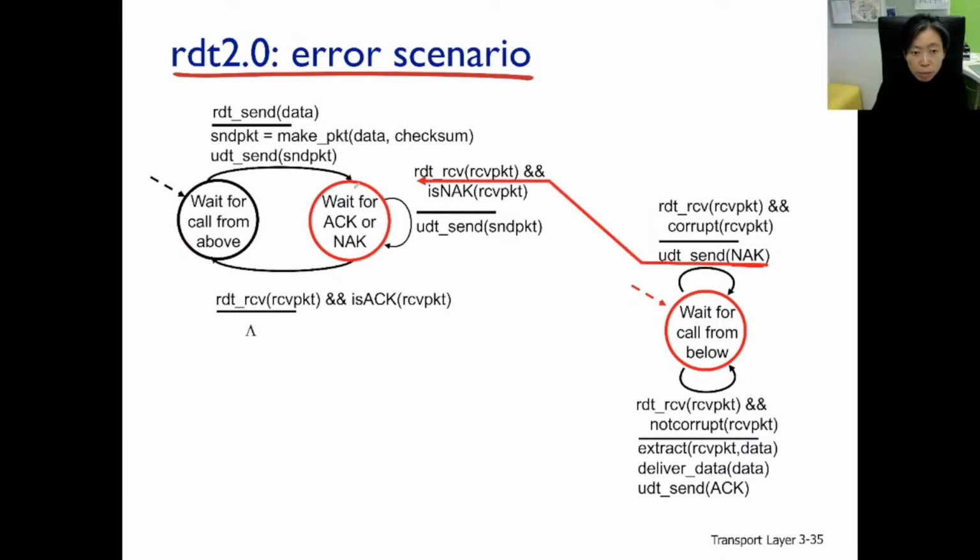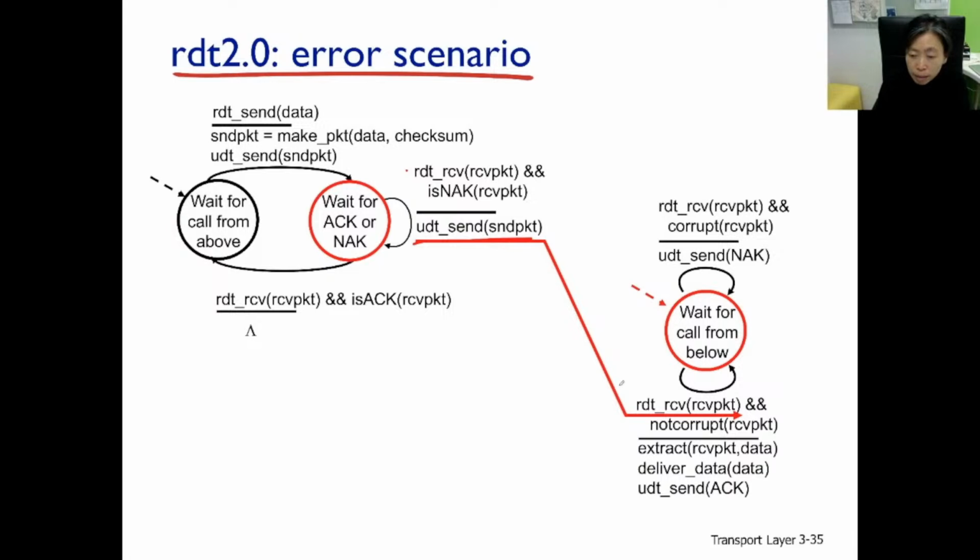So sender here waiting in the waiting for ACK or NACK state, then gets a call from below. And it's checking and finds that it's a NACK, not the ACK. Therefore, this transition matches and being triggered. This action is being taken. So UDT send packet is what? Retransmission of the send packet generated earlier. Okay, and sender here stay in the wait for ACK or NACK state. So this is taken and packets being sent again.